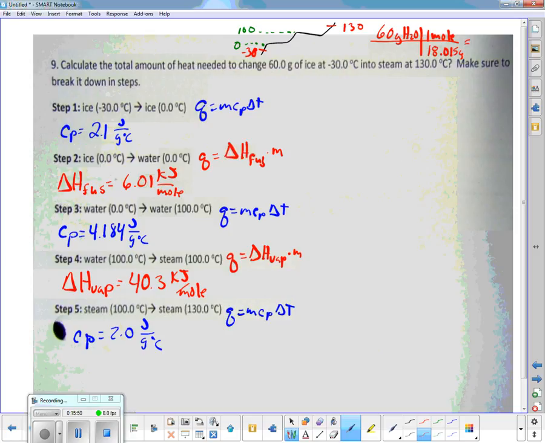Should be about 3 point something. 3 moles of H2O. Okay, so that's how many I have.